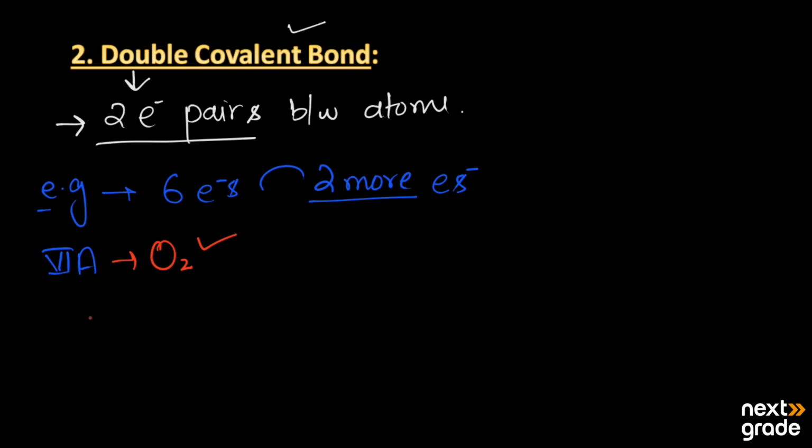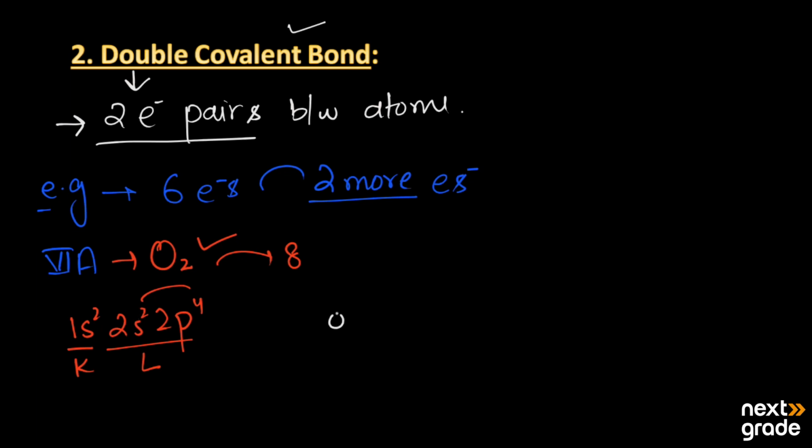For example, oxygen has 6 electrons in its valence shell. Its atomic number is 8. Its electronic configuration is 1s2, 2s2, and 2p4. The first shell is K, the second shell is L. Its second shell has a total of 6 electrons. So its electron dot and cross structure will be like this.